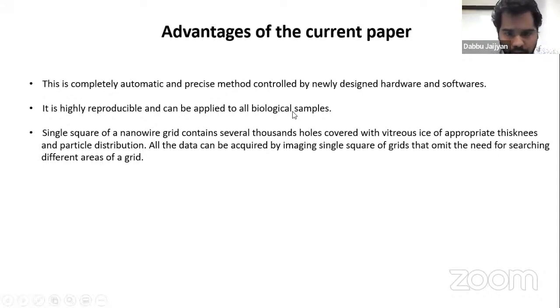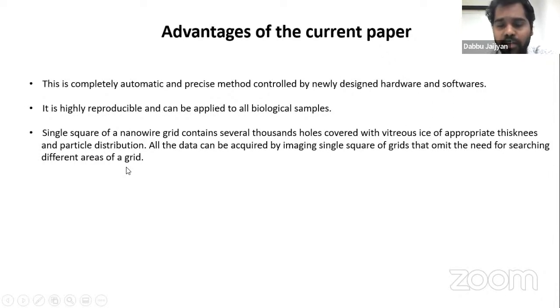And it can be applied to all biological samples. One of the major advantages is that a single square of the nanowire grid contains several thousand holes covered with vitreous ice of appropriate thickness and particle distribution. So all the data can be acquired by imaging a single square of the grid, which omits the need for searching different areas of the grid.